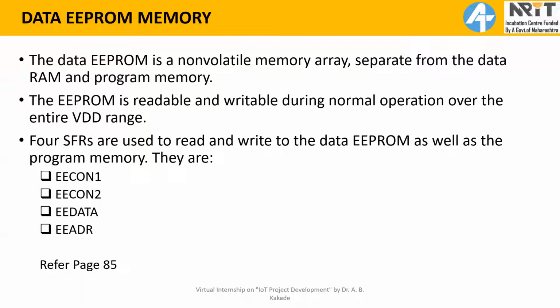Then another register is EEDATA. This register holds the data. For example, when you read data from the EEPROM location, that data is read into the EEDATA register. When you want to write data to the EEPROM location, that data must be loaded into the EEDATA register. So the same register is used for writing data to the EEPROM location, and for reading data from the EEPROM location. And the fourth register is EEADR, which stands for address.